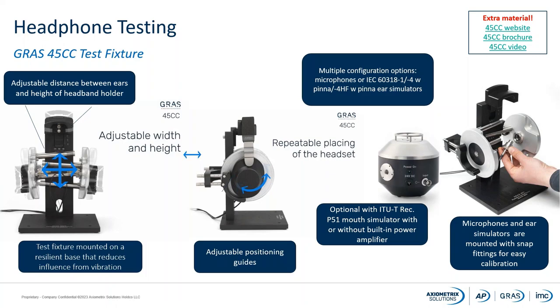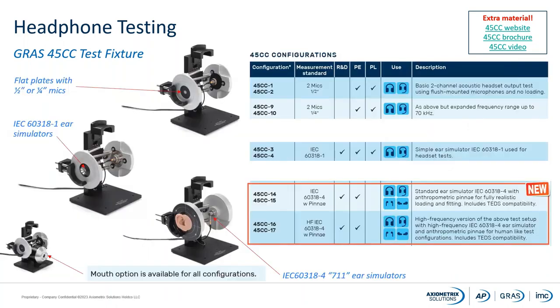Again, a little overview here of the 45cc. The 45cc can be delivered with a flat plate, either with a 1/2 inch microphone or with a 1/4 inch microphone installed. The size of the microphone depends on the frequency range of interest. If it's a 1/2 inch microphone, then you can measure up to about 20 kilohertz. If it's a 1/4 inch microphone, then you can measure up to 50, 70 kilohertz.